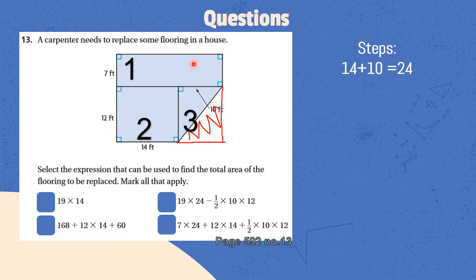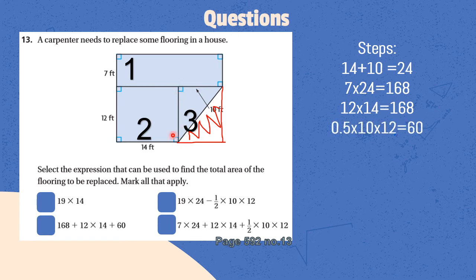Then we're going to find the area of the first rectangle, which is the length times the width. The length is 24, so 24 times 7 equals 168. And then to find the area of the second rectangle, we're going to do 12 times 14, which is 168 as well. Now, to find the area of the triangle, we're going to do half times base times height, which is half times the base, which is 10, times the height, which is 12. And that would be 60.